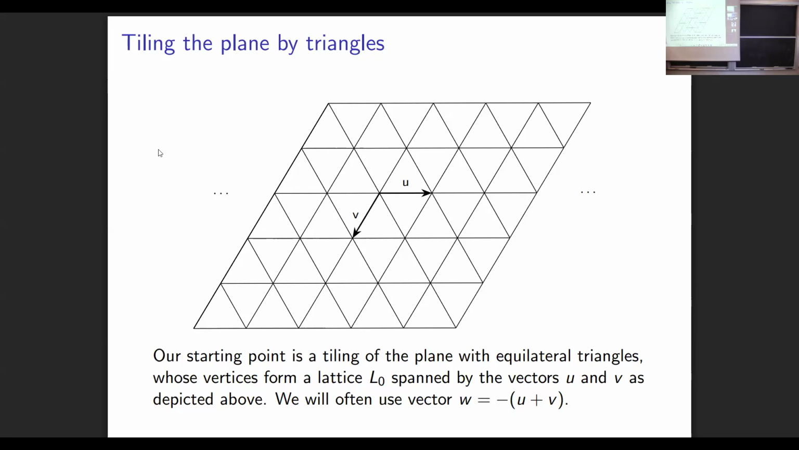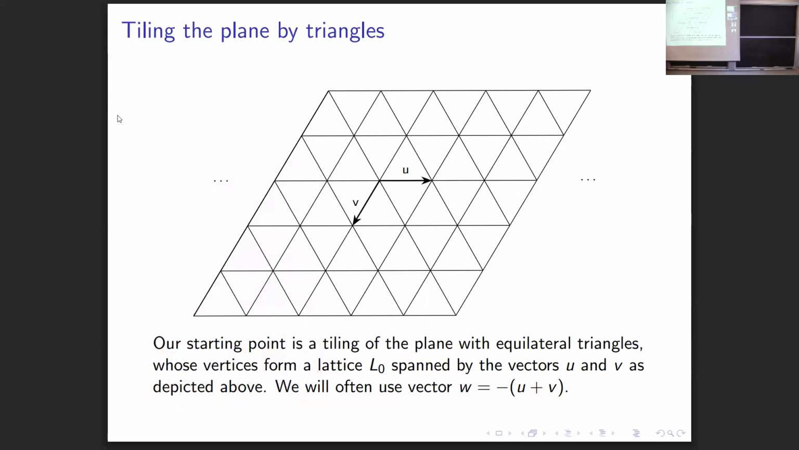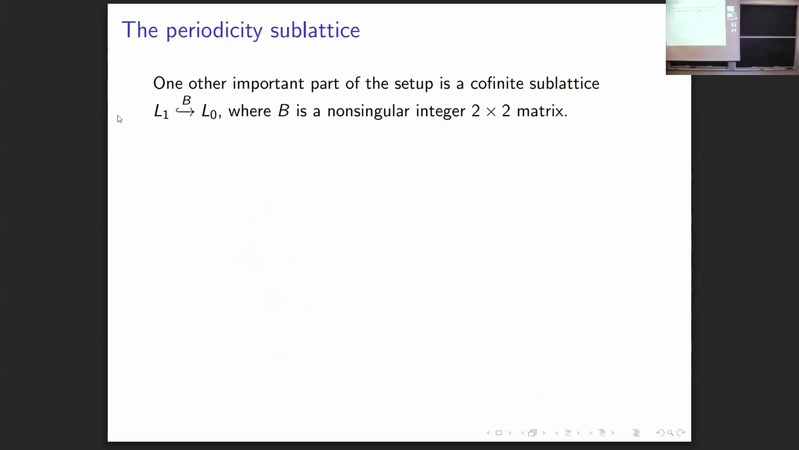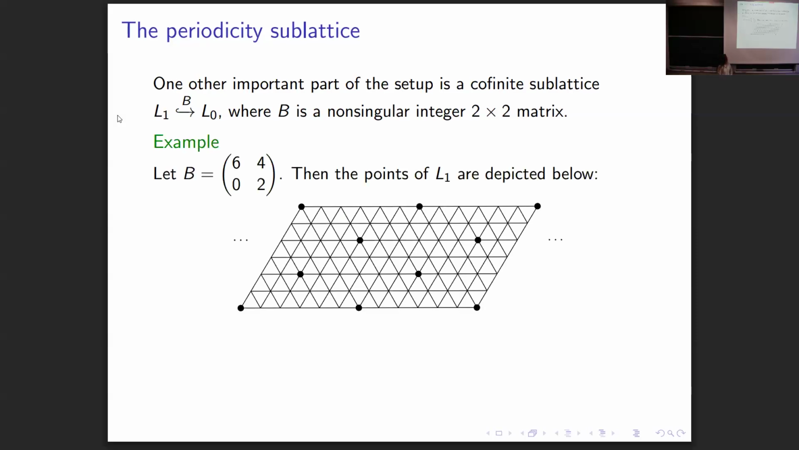That's our starting point. So now another important part of the setup is the cofinite sublattice inside this L0, inside this triangular grid. And it's given by its embedding with the help of a matrix B, which is a non-singular 2x2 matrix with integer entries. Let me show you an example.